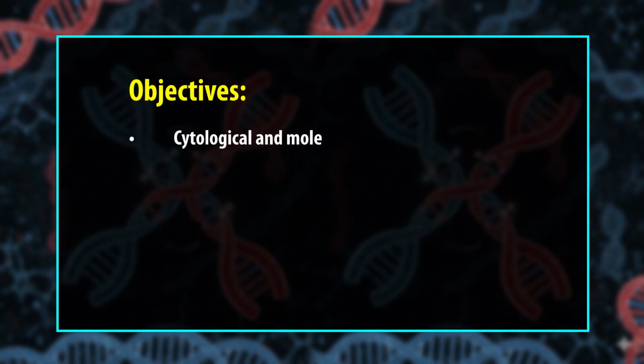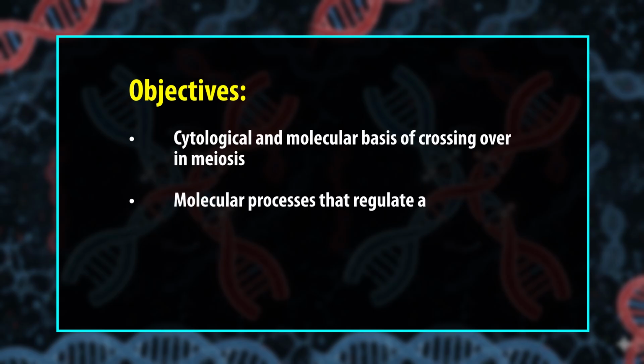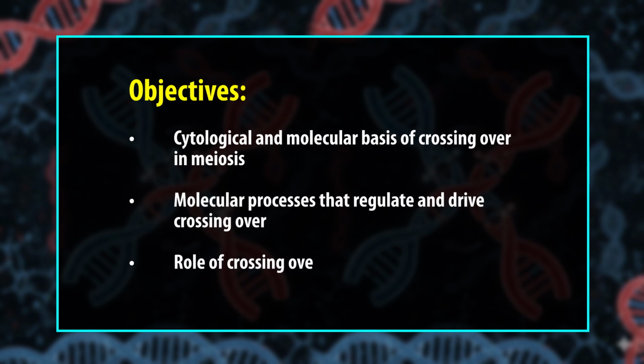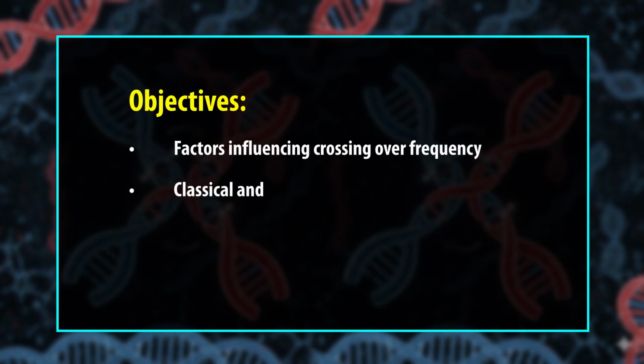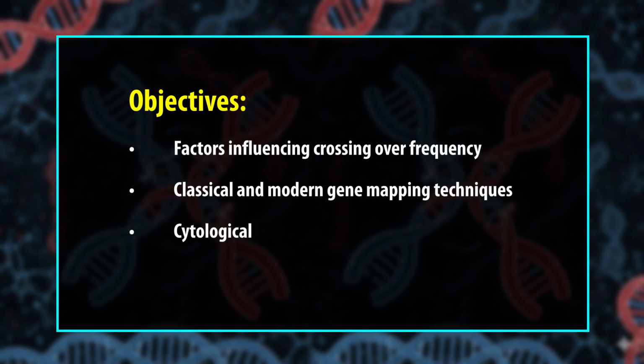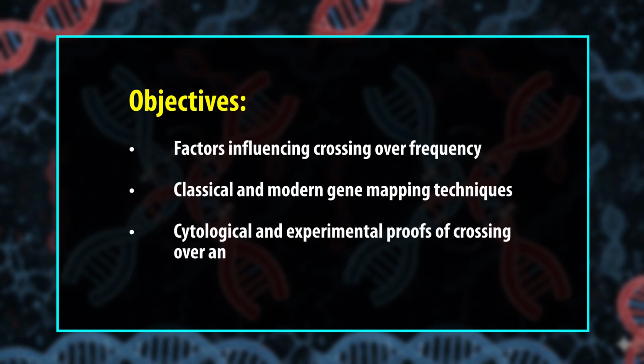We'll elucidate the cytological and molecular basis of crossing over in meiosis. We will examine the molecular processes that regulate and drive crossing over, evaluate the role of crossing over in producing genetic variation, and analyze the factors influencing crossing over frequency, master classical and modern gene mapping techniques. We will evaluate cytological and experimental proofs of crossing over and apply gene mapping to practical scenarios.